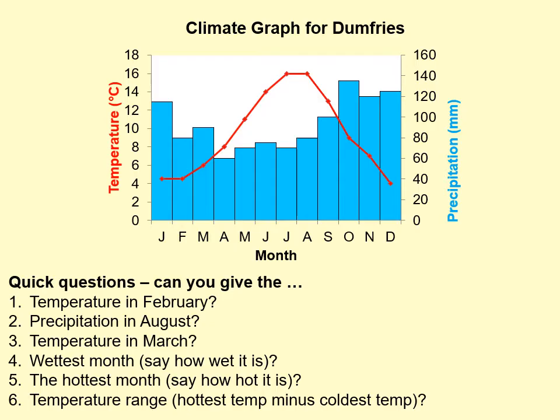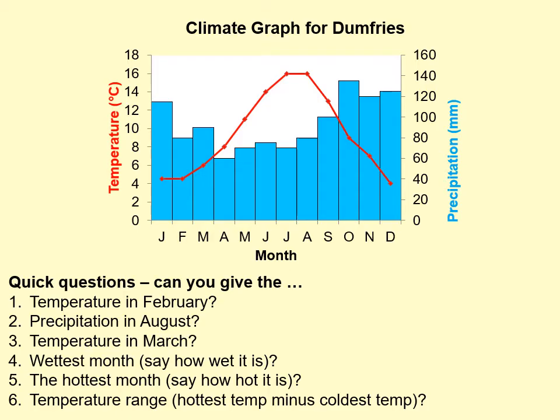Number 4 was, what was the wettest month and how wet was it? So this is 2 marks. Okay, if you said October, you get a tick. October was the wettest month. And then if you said that 135 millimeters of rain fell in October, or precipitation fell in October, give yourself another tick. But if you didn't put the units, no tick.